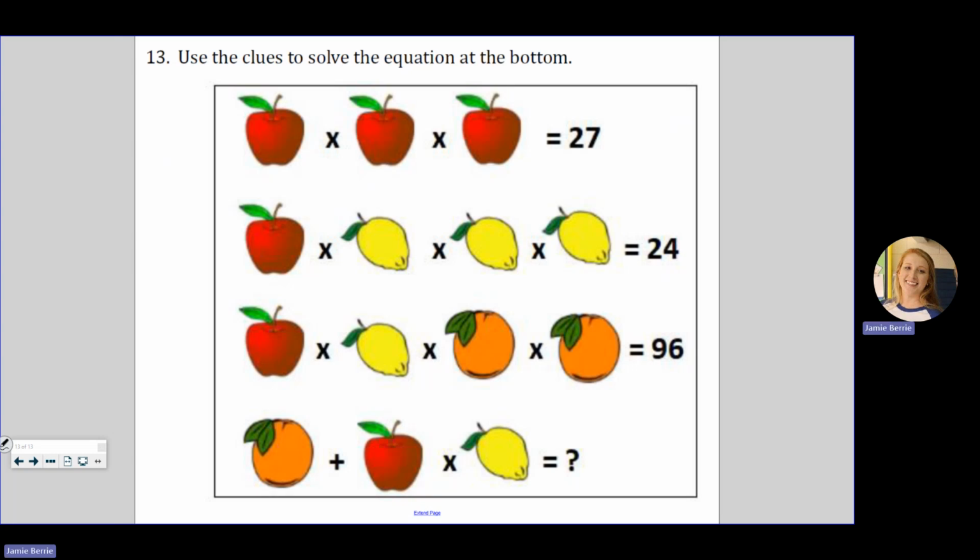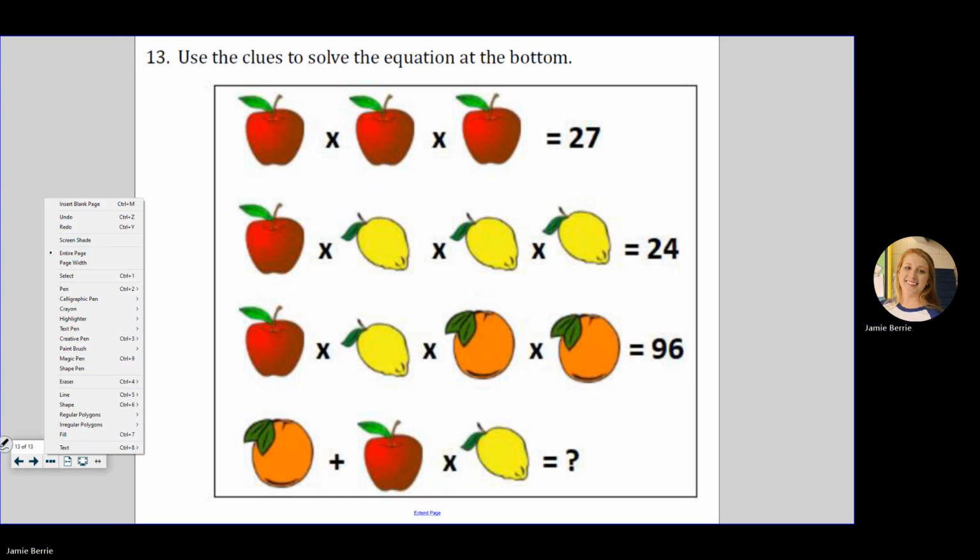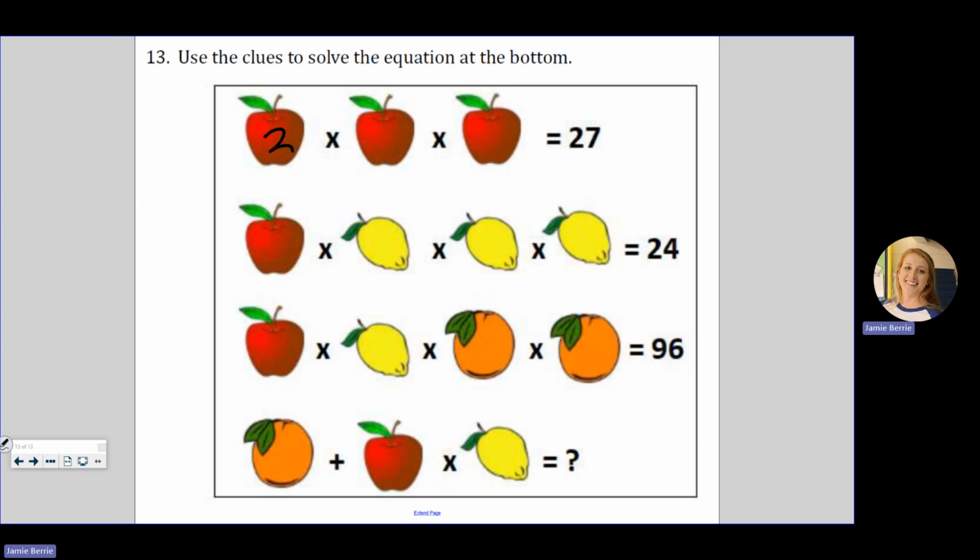So what is apple? 9. 9 times 9 times 9? 3. 3, good. Apple is 3. Oh, more than 1. Yeah, I did more than 1. All right, so apple is 3, so go ahead and fill that in.